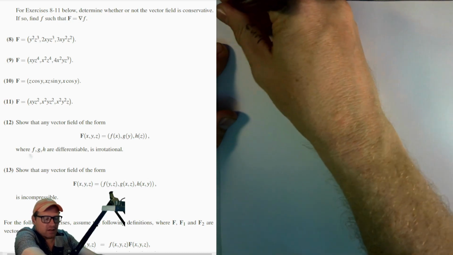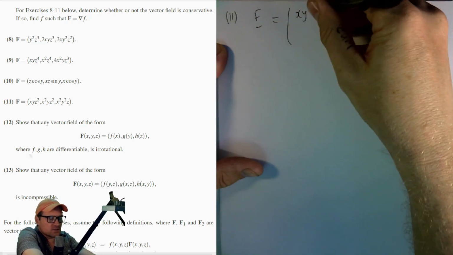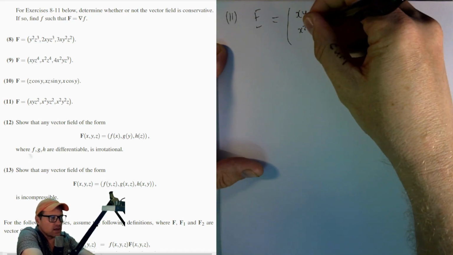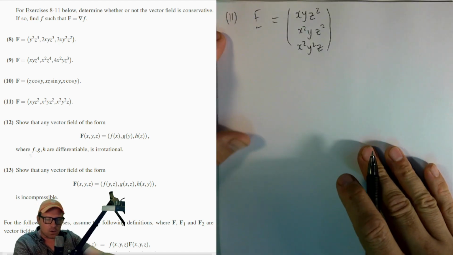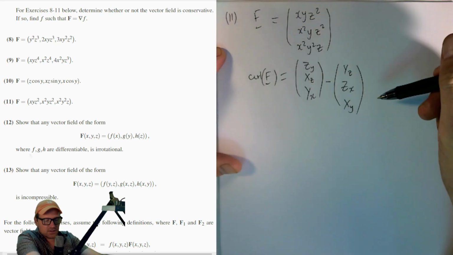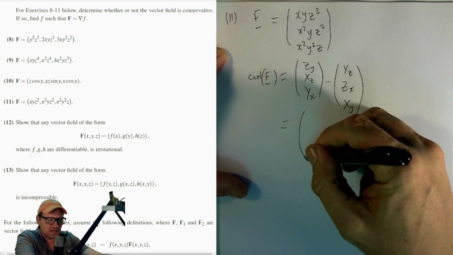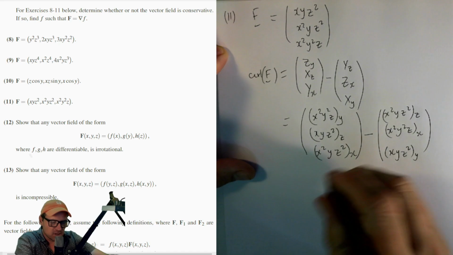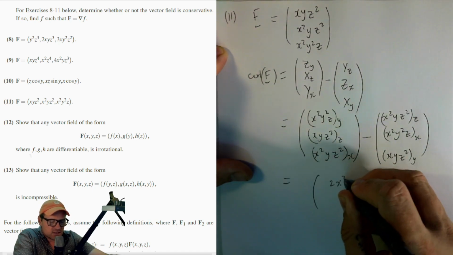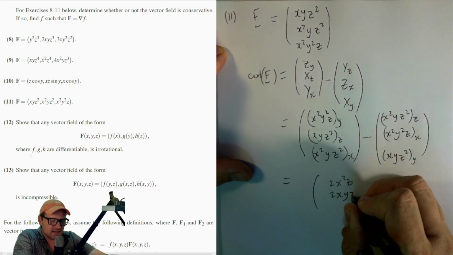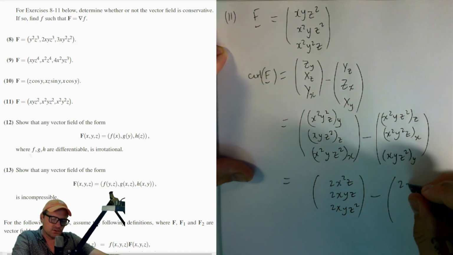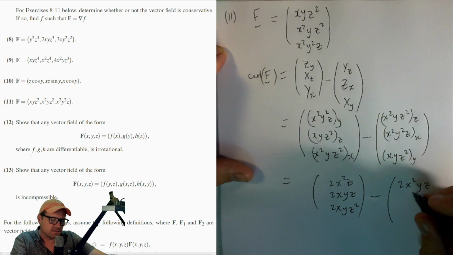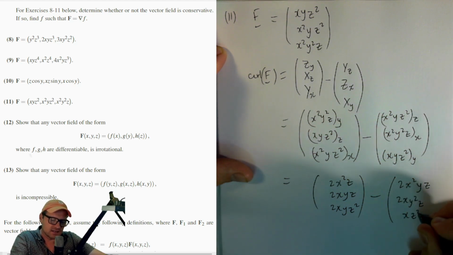Okay, question 11, we have F is xy z squared, x squared y z squared, x squared y squared z. And so taking the curl of this, okay, so here's our formula, simplifying this by subbing in. Okay, so now taking these partial derivatives, we have 2x squared z, 2xy z, 2xy z squared. Then over here we have 2x squared y z.